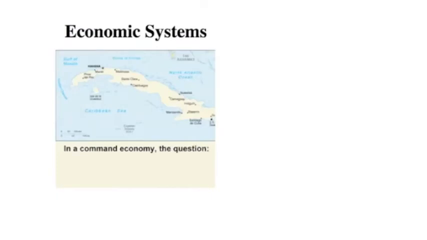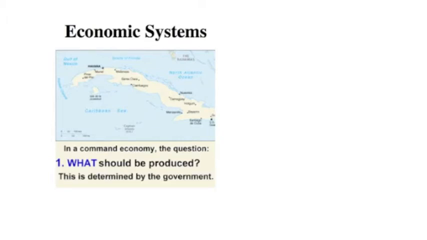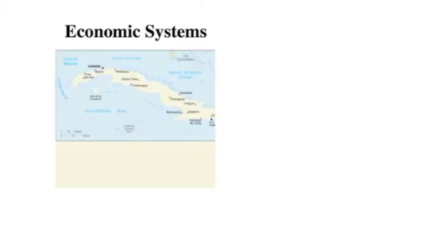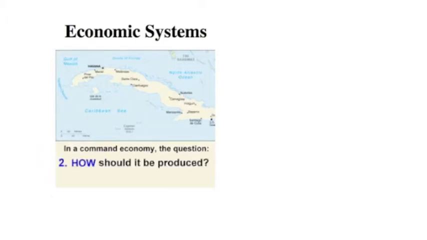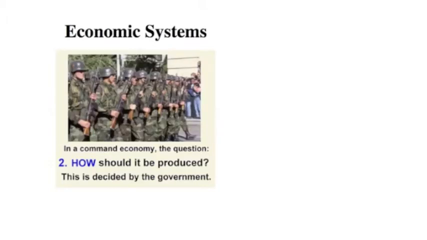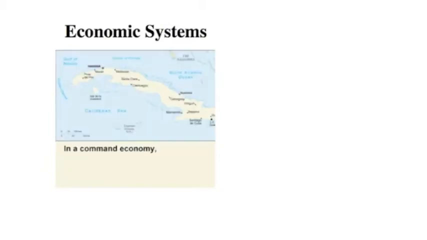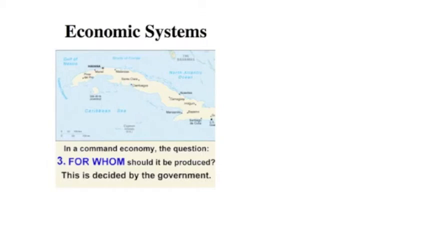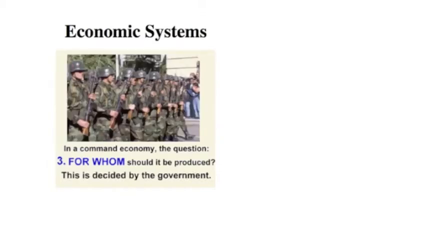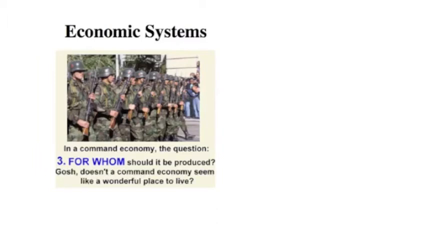In a command economy, the question, what should be produced, is determined by the government. In a command economy, the question, how should it be produced, is decided by the government. In a command economy, the question, for whom should it be produced, is decided by the government. Gosh, doesn't a command economy seem like a wonderful place to live?